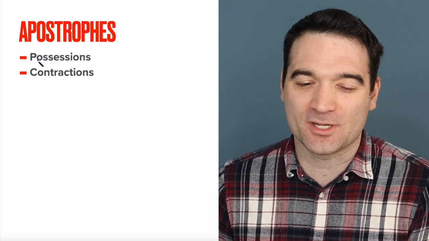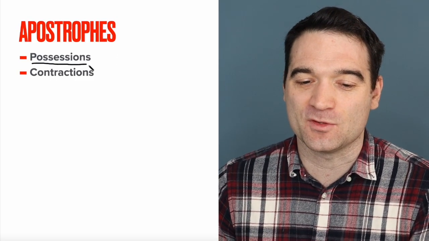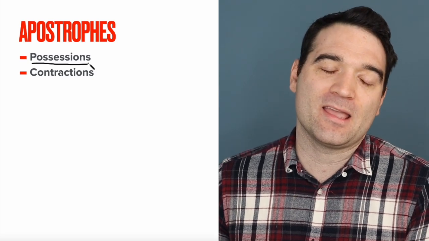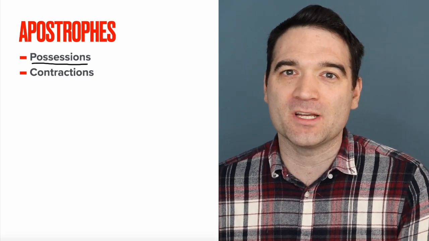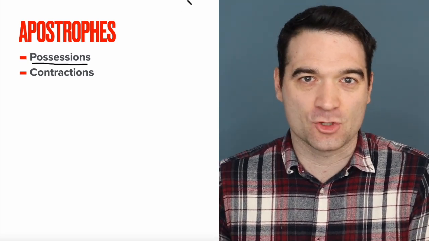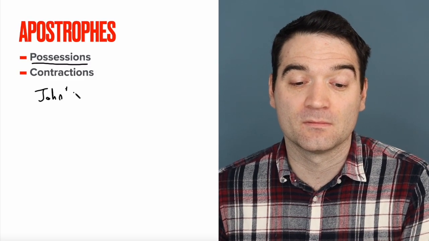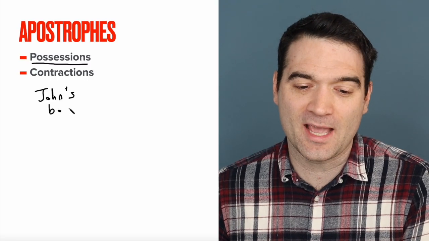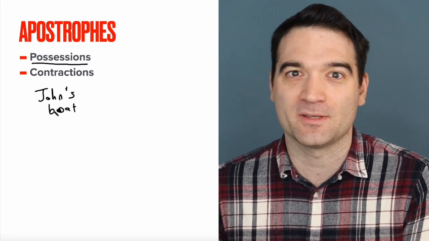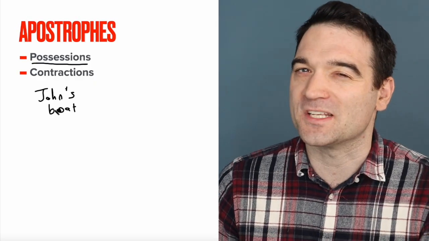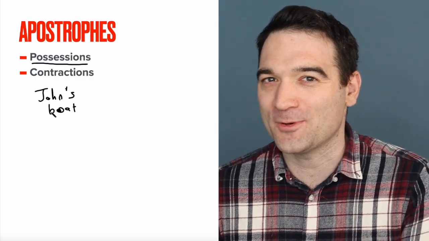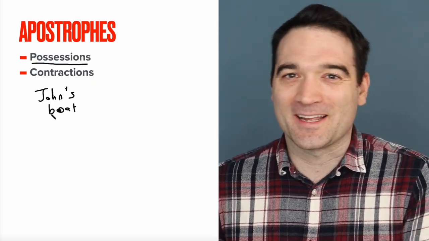Let's start with possession because this tends to be the most confusing one. If I'm talking about a boat that belongs to John, I would say, well, that's John's boat. And you say, well, yeah, that's how you indicate possession. The boat belongs to John. You say it's John's boat. But how about Moses's boat? How would you write that? That's where it gets a little tricky.